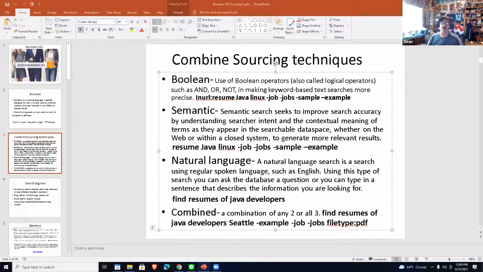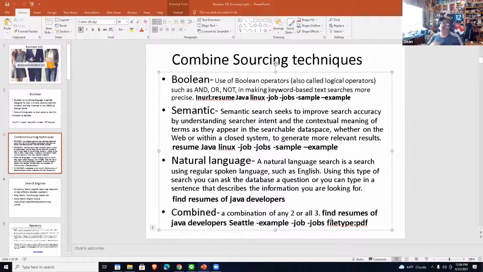And then thirdly is a combined approach where you're using a little bit of everything. If you look at the last thing, find resumes of Java developers, yeah, that's all natural language. By adding the word Seattle with no live in Seattle or anything, that makes it semantic. And then the file type command makes it Boolean. So this is a combined approach.